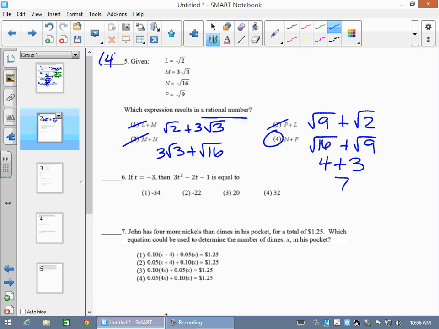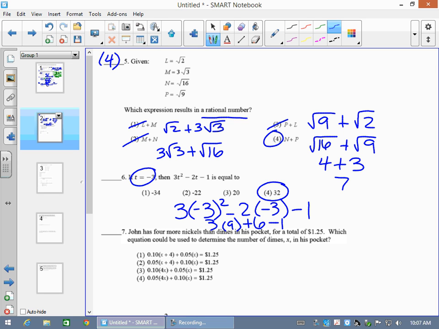Okay, let's take a look at 6. So we're being told that t is equal to negative 3, so then what is the expression 3t squared minus 2t minus 1 equal to? So I'm going to plug in negative 3 for t in this expression. I'm going to use parentheses when I plug in that negative 3. Negative 3 squared, because it's in parentheses, is going to come out to be a positive 9. So 3 times 9, negative 2 times negative 3 is positive 6, minus 1. If I continue to combine, I end up with a positive 32, choice 4.